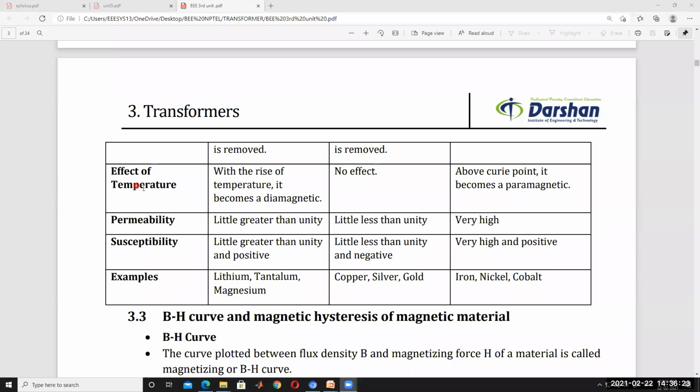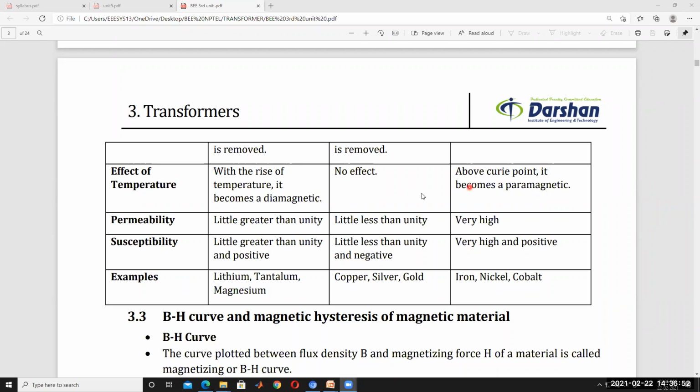Effect of temperature on ferromagnetic material: above the Curie point, it becomes a paramagnetic material. The Curie point is just like a threshold point. Above the threshold point, the ferromagnetic material is converted into paramagnetic. If you increase the temperature again, that paramagnetic material will become diamagnetic material after a certain point.